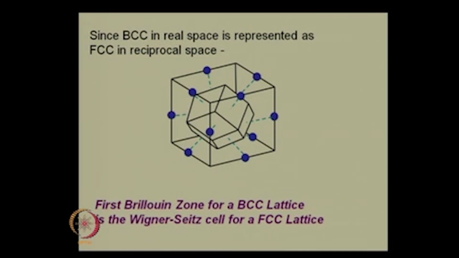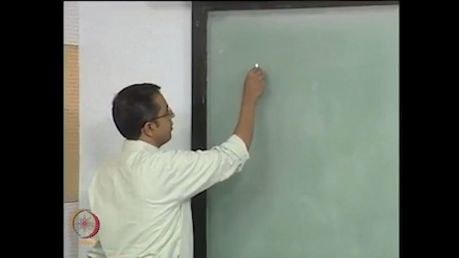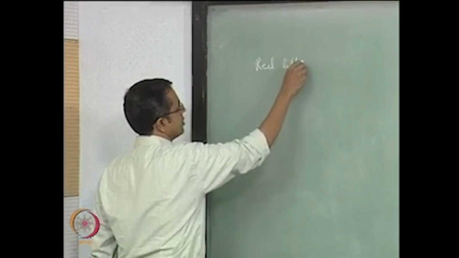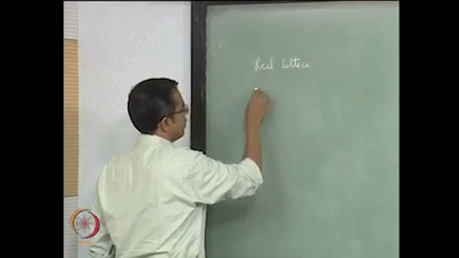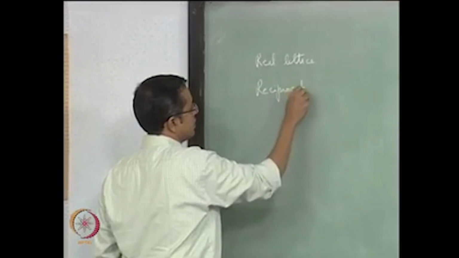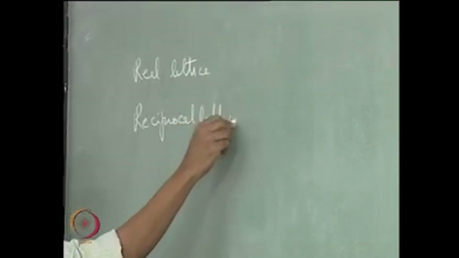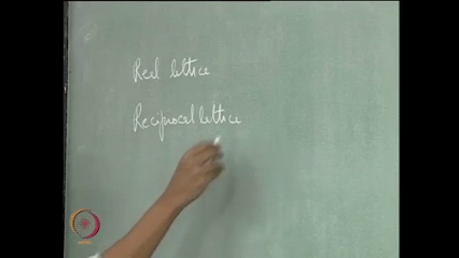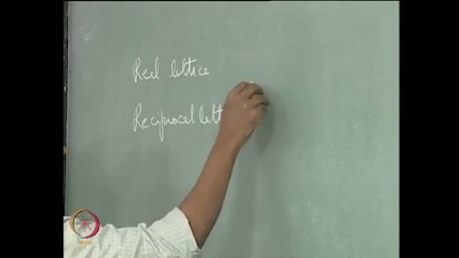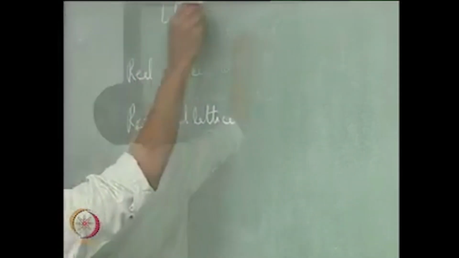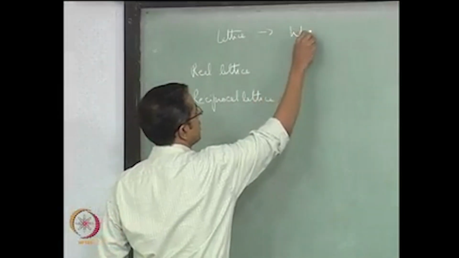So basically we have looked at a few things. We have looked at real space, real lattice, we have looked at reciprocal lattice, and we have defined that with respect to any lattice we can define the Wigner-Seitz cell.